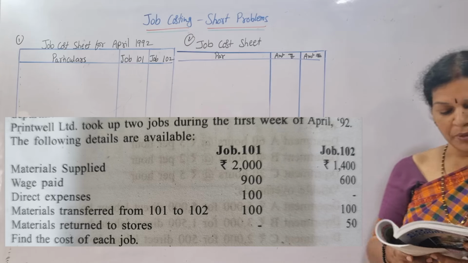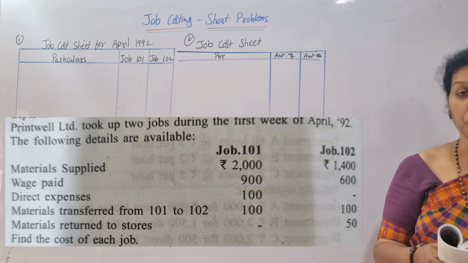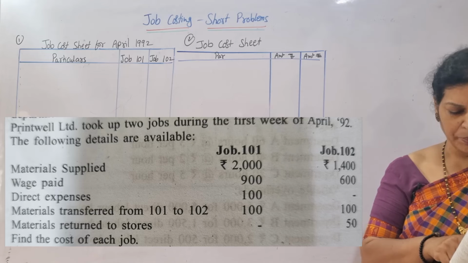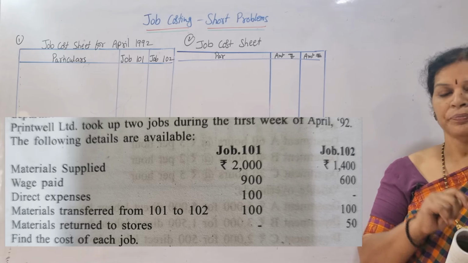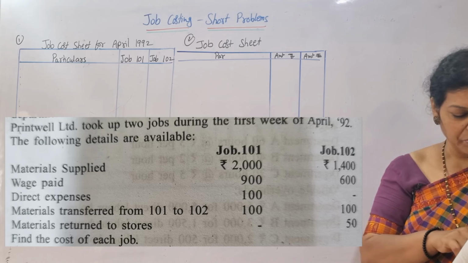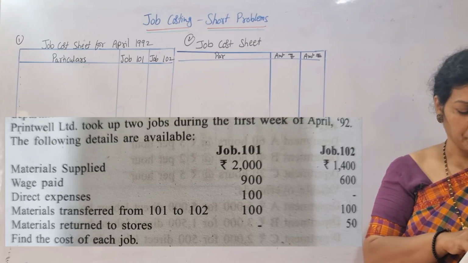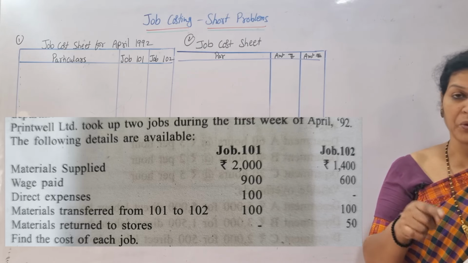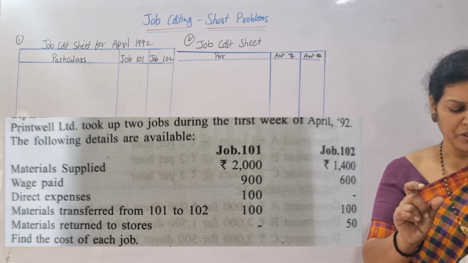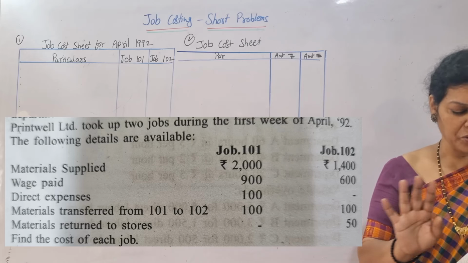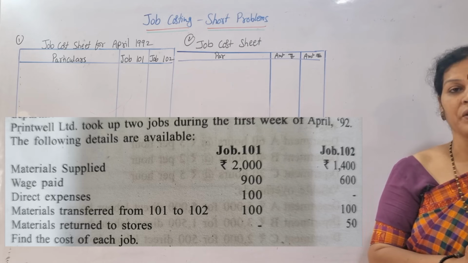First let me read the problem. Printwell Limited took up two jobs, different jobs, during the first week of April 1992. The following details are available relating to the jobs. What are the details? Job number 101, job number 102. Material supplied, wages paid, direct wages, direct expenses, material transferred from 101 to 102, and the material returned to stores, and that's all. This is the information given. Find the cost of each job.